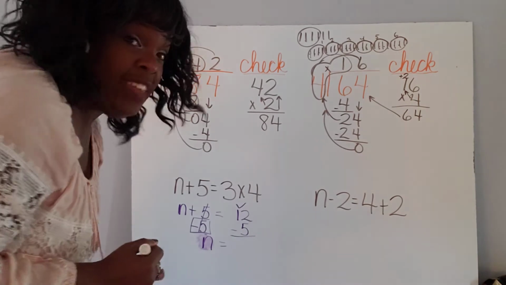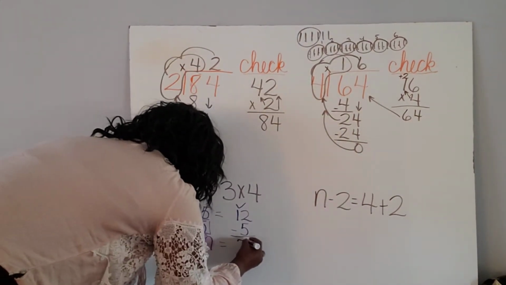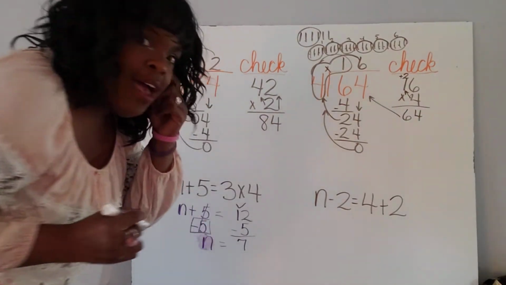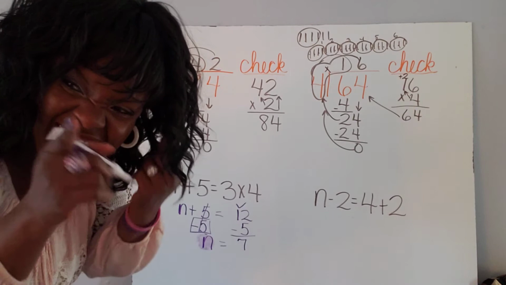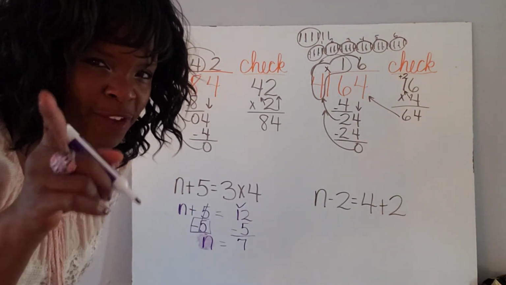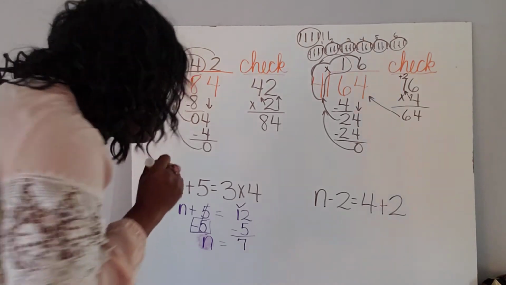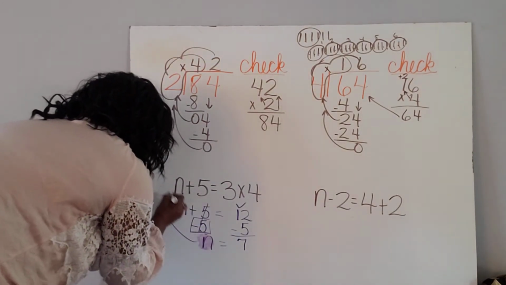12 minus 5 equals what? Yes, good job. It equals 7. Now we realize what that sneaky, hidden, secret number was. So now we're going to check to see if we figured out the right number though, because what if we did that wrong? So let's plug it in, plug it in.